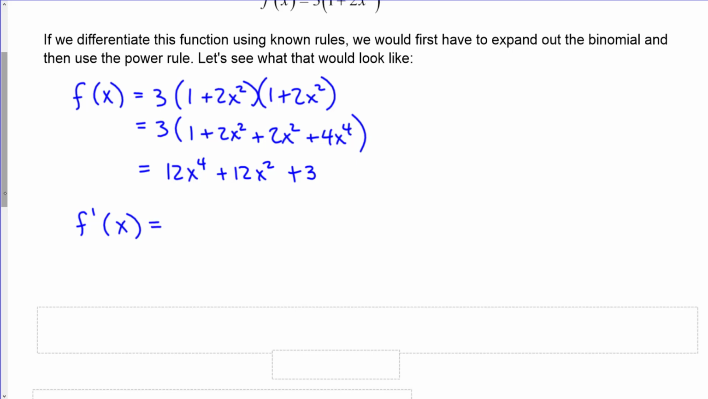Now that it is expanded, we can find the derivative using the power rule. With the power rule, we bring the 4 down and multiply it against the 12, so that's 48x to the n minus 1 power, so to the third, plus 2 times 12 is 24, x to the first, and then the derivative of a constant is 0. So that would be my derivative.